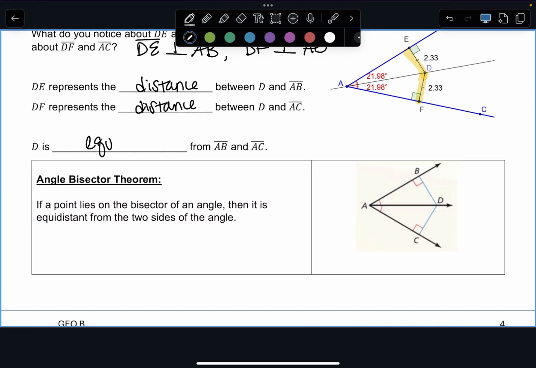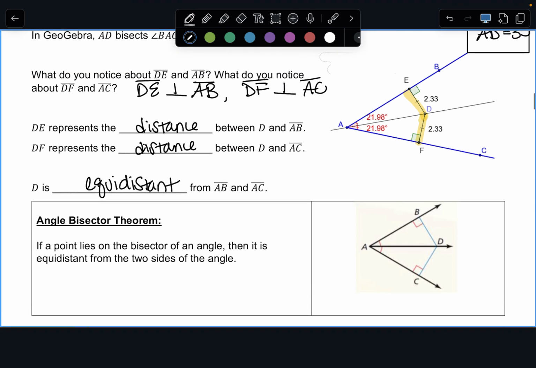So again, we say D is equidistant from those two lines. So anytime you see an angle bisector, you should think these two segments are the same length. Okay?